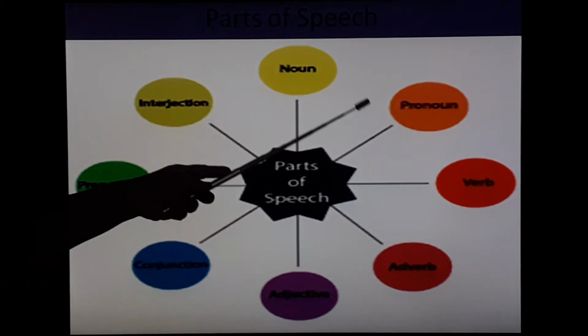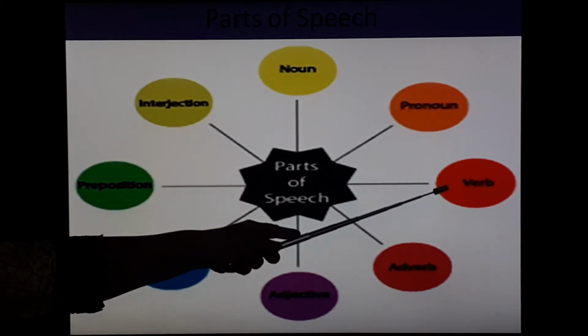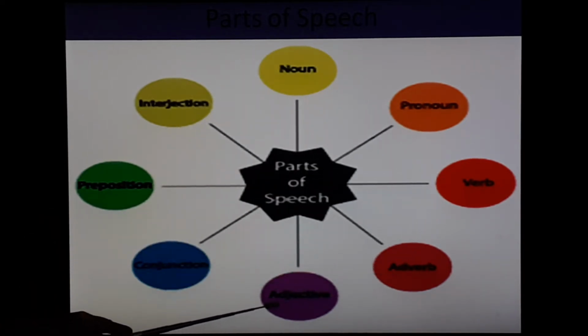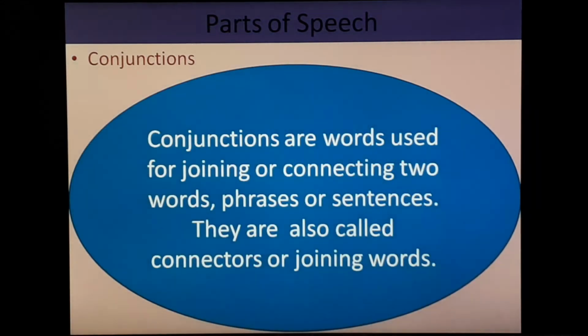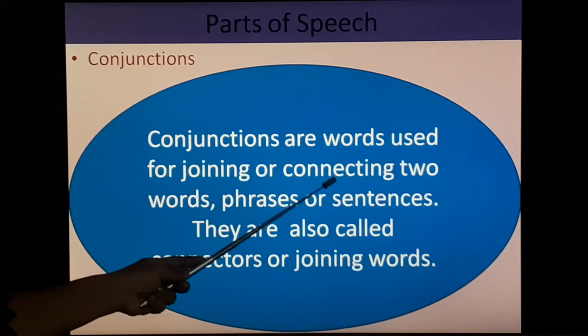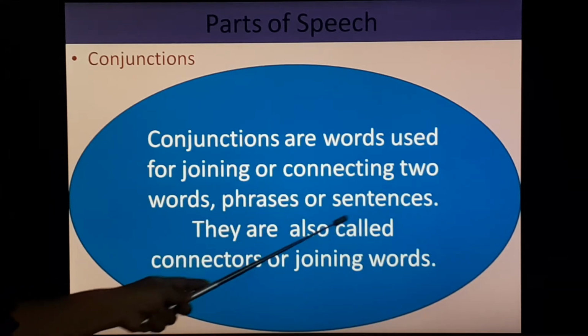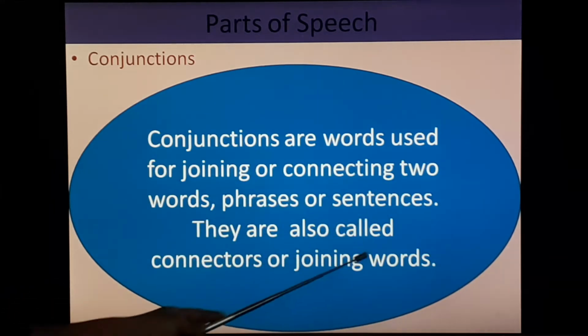Okay, there are 8 parts of speech. We have already completed noun, pronoun, verb, adverb and adjective with their types. And today we are going to start this new part of speech, and that is conjunction. Let's see the definition of conjunctions. Conjunctions are words used for joining or connecting two words, phrases or sentences. They are also called connectors or joining words.